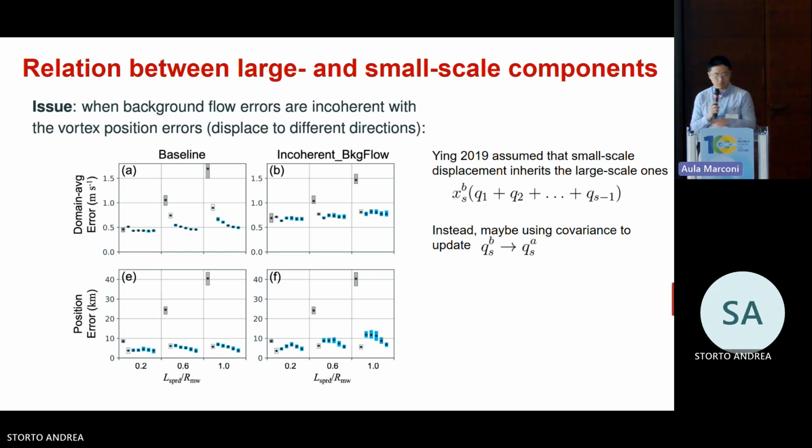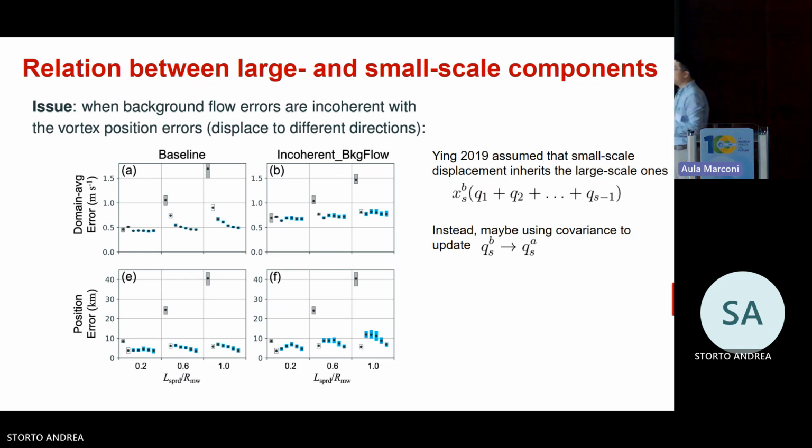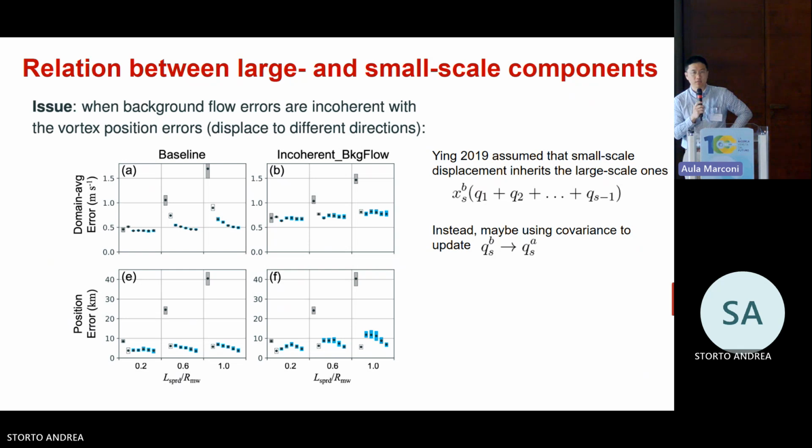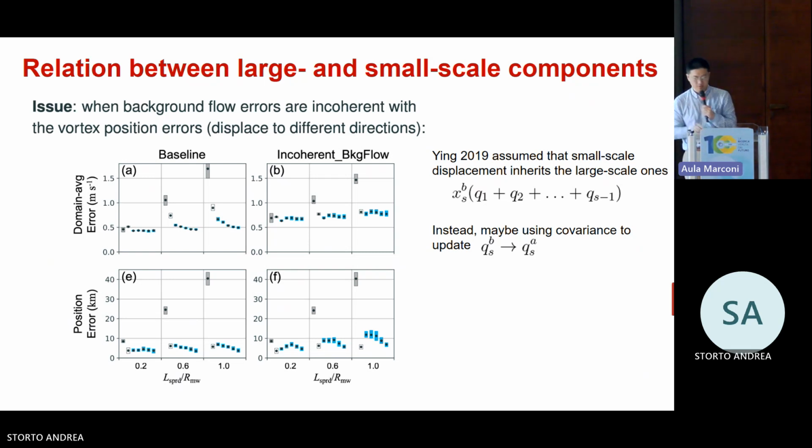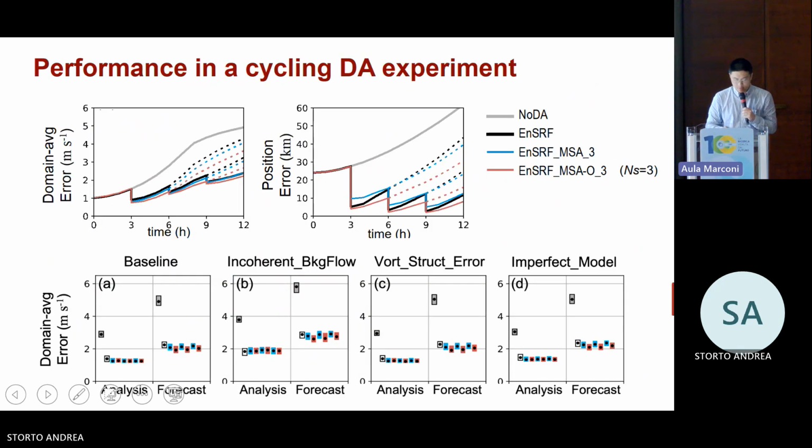So this is also showing that if I do the incoherent background flow, then my method no longer further improves the result. It sometimes even degrades the result. So we are thinking now instead, maybe we can update the small scale Q with the prior knowledge, because we have a relationship between the large and small scale determined by the ensemble, we can do this update better. If they are not really coherent, then we can just discard the large scale Q. Yeah. And the time is up.